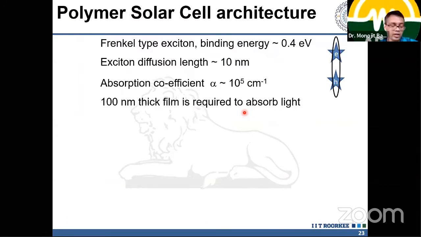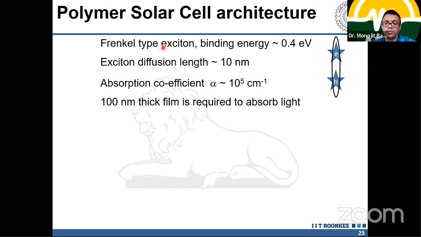Now, if I look at the properties which are essential for organic solar cells, we should keep some parameters in mind. For example, when you excite any polymer, it creates an electron and hole. They are strongly bound, and the binding energy is somewhere like 0.4 electron volt. These are called Frenkel-type excitons. Unlike inorganic semiconductors, when you excite inorganic semiconductors, they are very loosely bound electron-hole pairs. They are called Mott-Wannier type, and the binding energy is only a few milli electron volts, which is thermally dissociable. However, for polymers, they're very strongly bound.